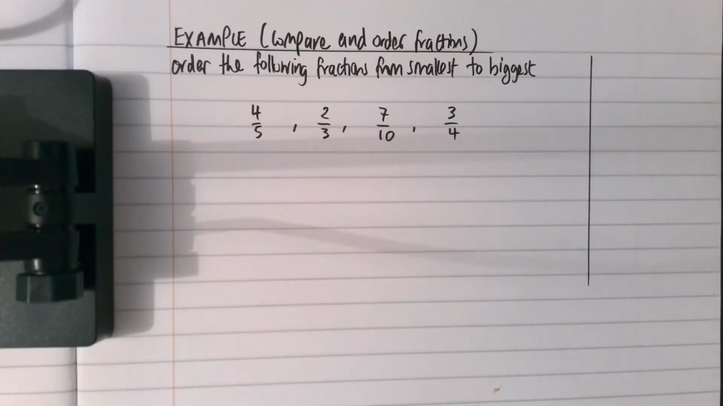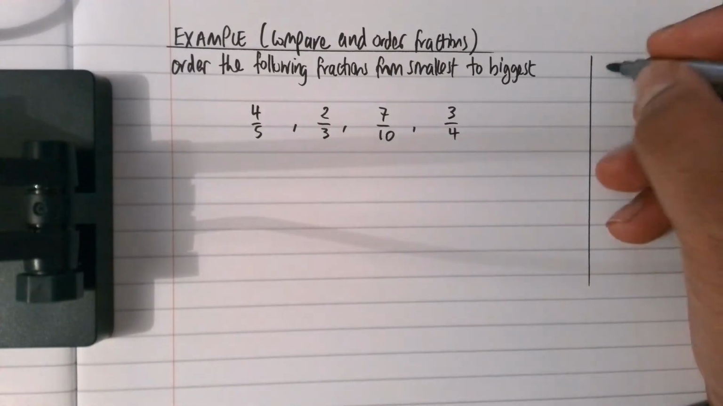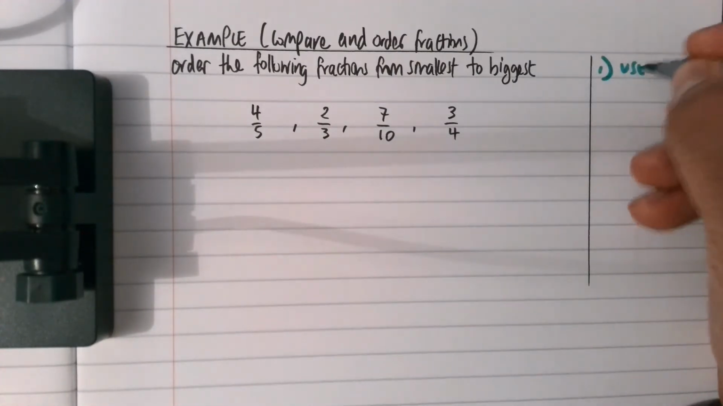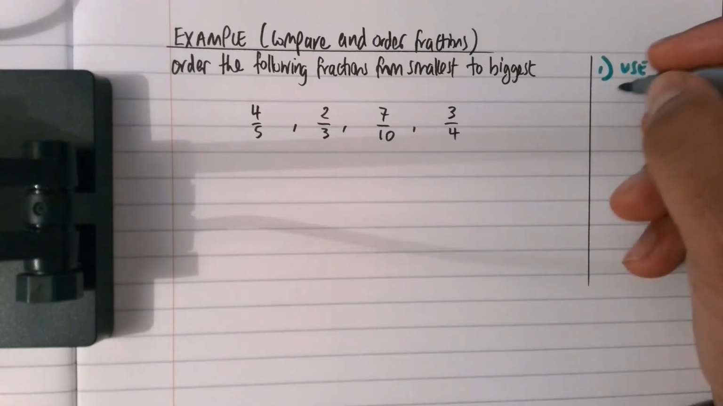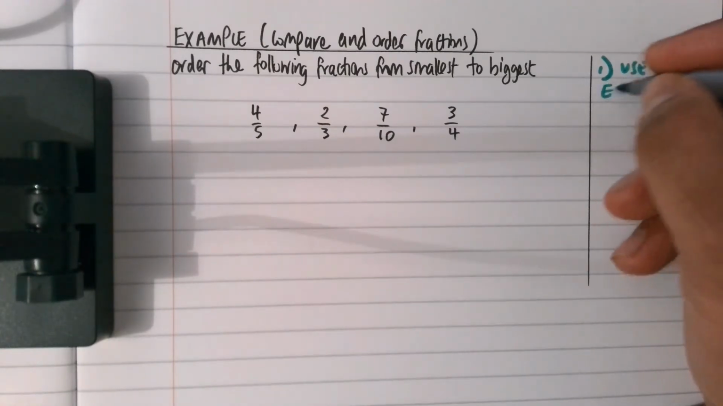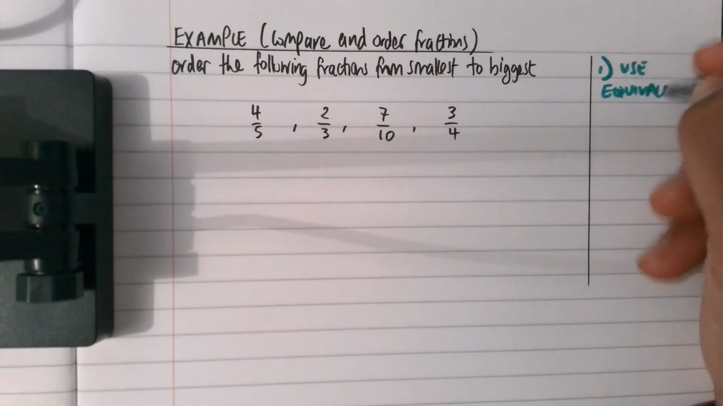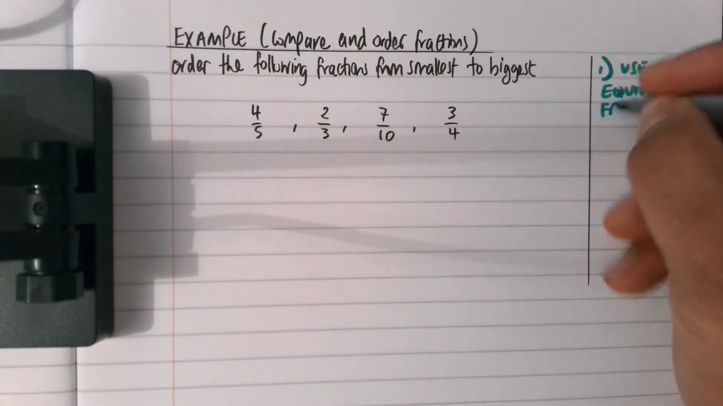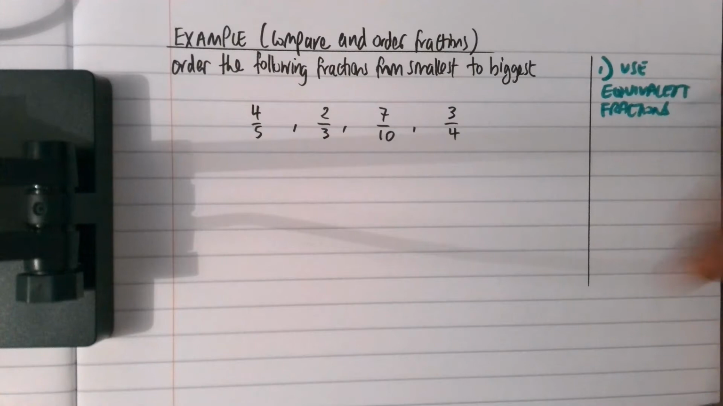Again, to order these fractions from smallest to biggest, we're going to have to make the denominator the same. So we've got 4/5, 2/3, 7/10, and 3/4. We're going to use our equivalent fraction knowledge to scale these fractions up so that they have the same denominator.